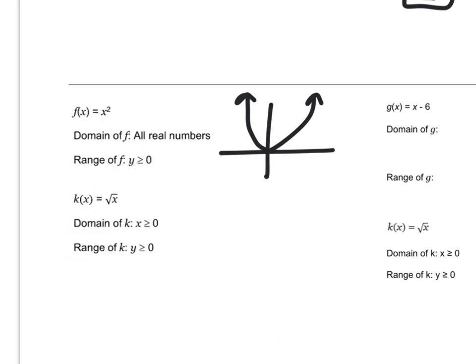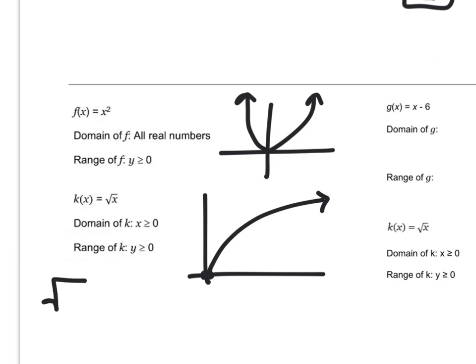I only get positive y values, and that's where the range comes in, okay? The other graph, k of x equals the square root of x, that graph looks kind of like an eyebrow, all right? And what we know is that the domain of that, the x values, we can only plug in positive x values. And the range of that function means that we're only going to get positive y values, okay? The reason is that you can't take the square root of a negative number. We don't know what that is. We'll find out about that later, but you can't take the square root of a negative number, okay?